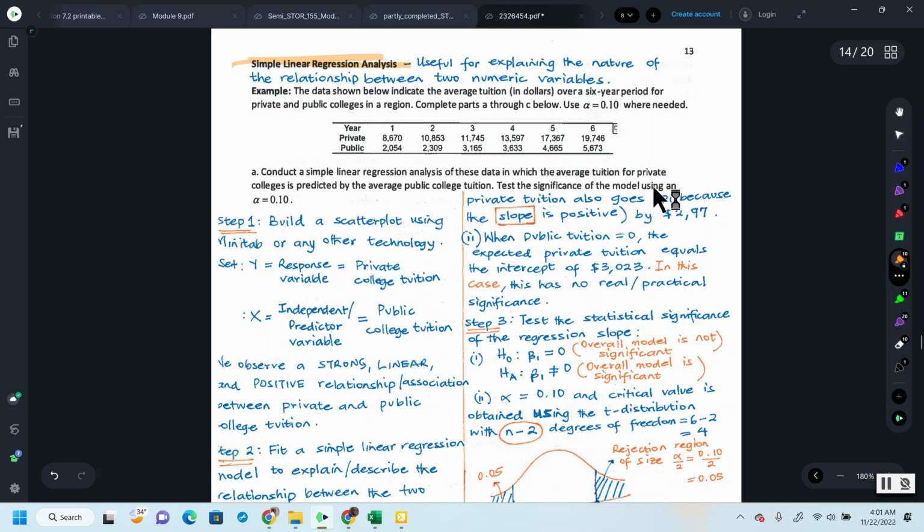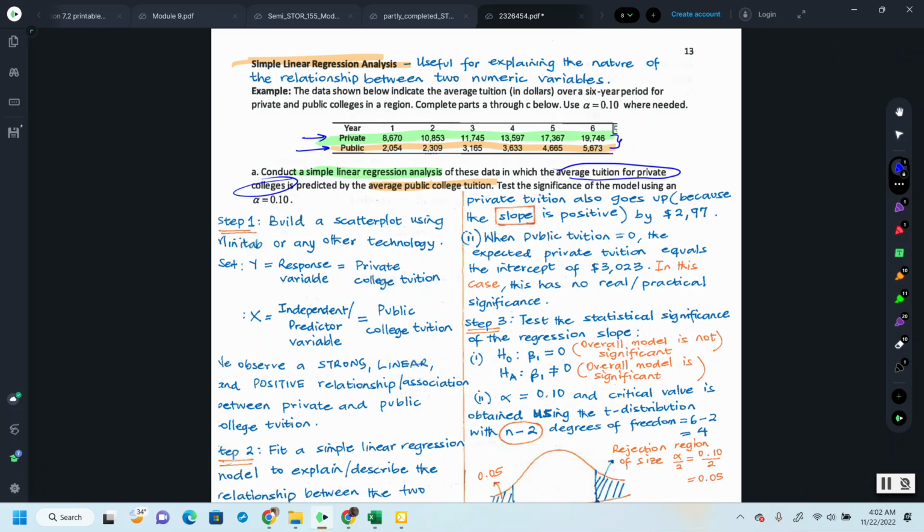We're to test the significance of the model using alpha equals 0.10. So here is what you do. To conduct a simple linear regression analysis, step 1, you need to map out in your data columns where we want to look at the relationship between average tuition for private colleges, and the data for that is given here. I'm highlighting it in green, and the data for public college tuition, I'm highlighting in tan or yellow, whatever you want to call it. And so in particular here, we want to look at the relationship between these two variables.